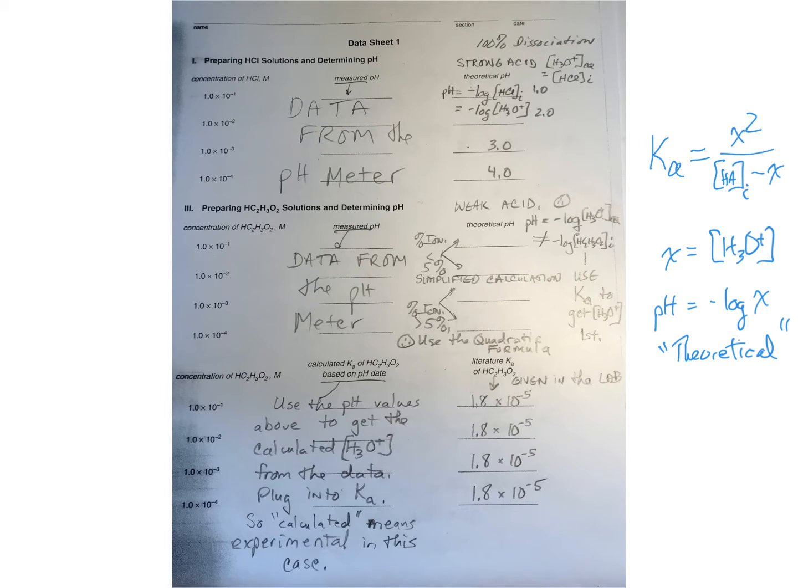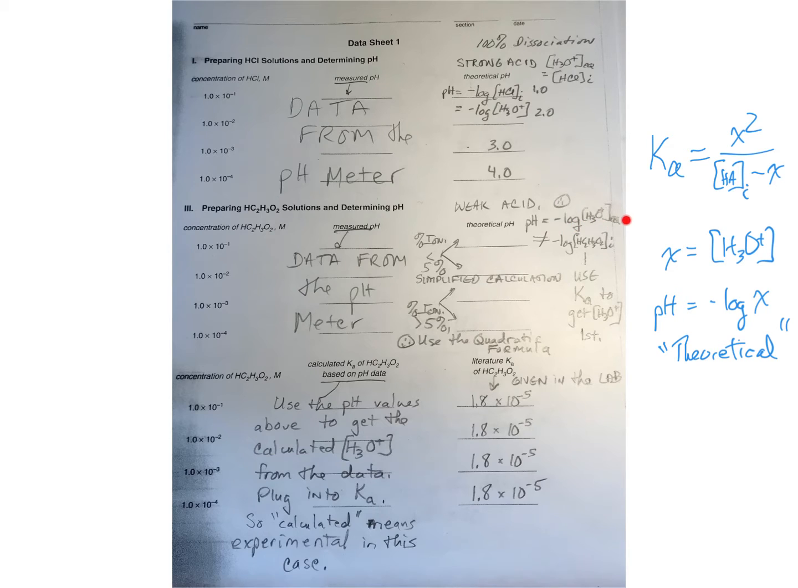So as you guys know, since HCl is a strong acid, the concentration of hydronium at equilibrium is the same as the initial concentration, because 100% of these HCl molecules do the dissociation or the reaction with water to make hydronium. So calculating these theoretical pHs is quite easy, right? For instance, 10 to the minus 4: minus the log of 10 to the minus 4 is minus minus 4, which is 4.